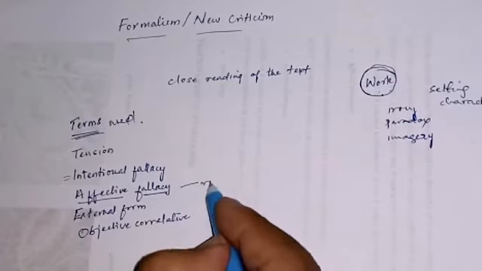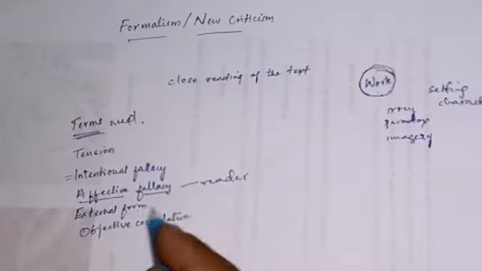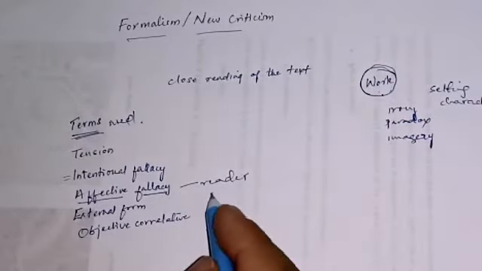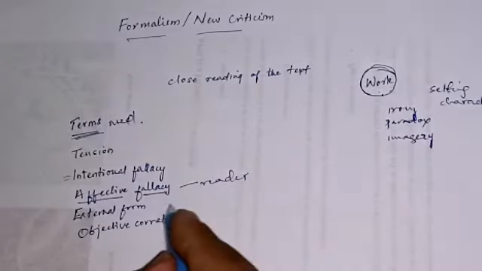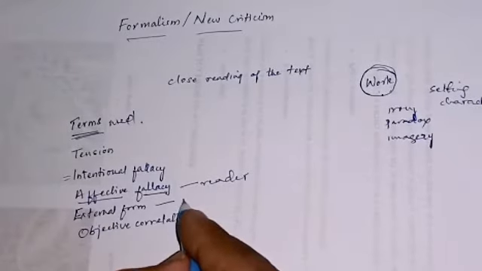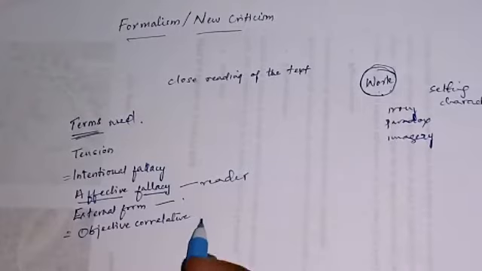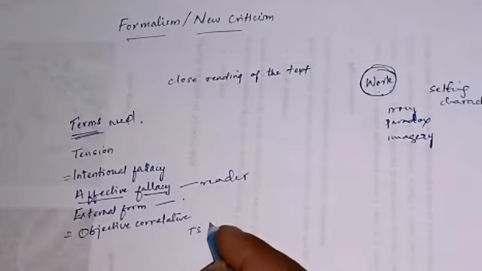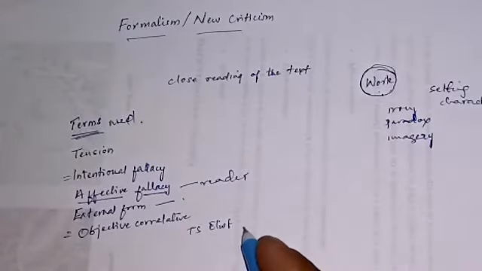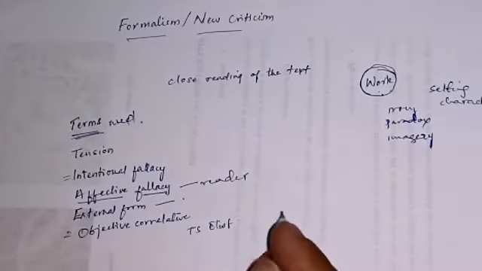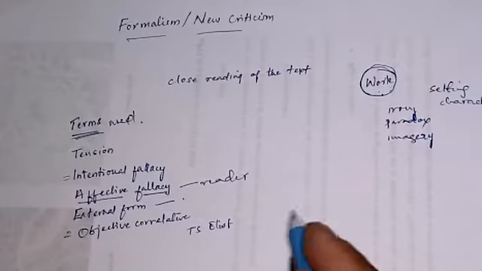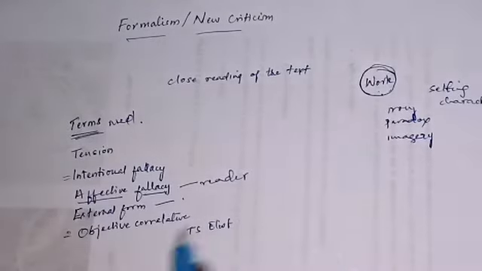What effects on the reader? External form, like its rhyme scheme, meter, stanza form, etc. What is a rhyme scheme? A, B, C, D. The next one, objective correlative. This was originated by T.S. Eliot. The term generally refers to a collection of objects or situations or events that instantly evoke a particular emotion.